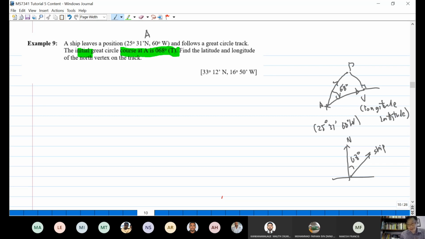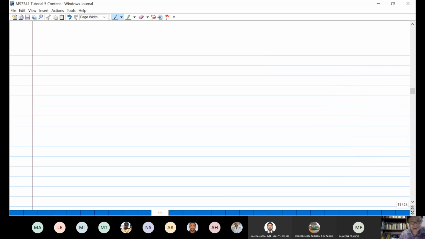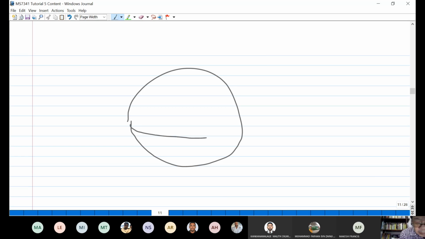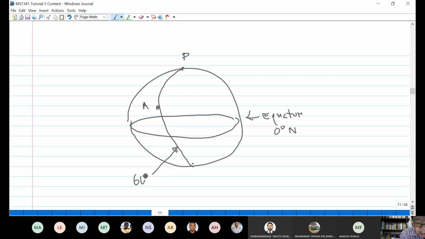So let's try to understand the situation and draw another diagram for you. I'm going to draw planet Earth now, so I draw a big circle. This is the equator. Equator means 0 degree, 0 degree north or 0 degree south, it doesn't matter, they're the same. Then there is a point A. This is the North Pole, and this line is called the meridian. So this is where 60 degree west is.